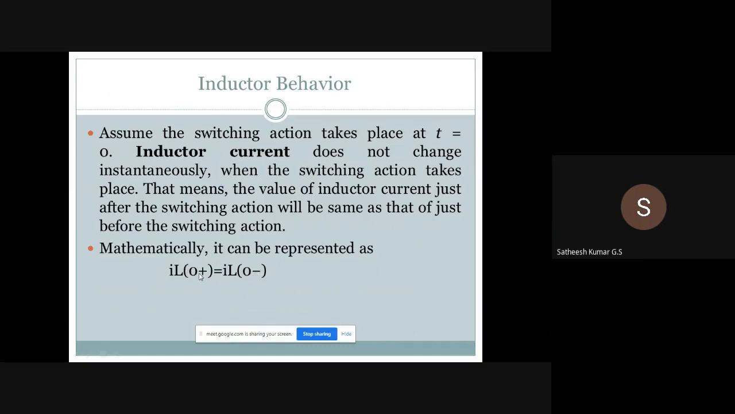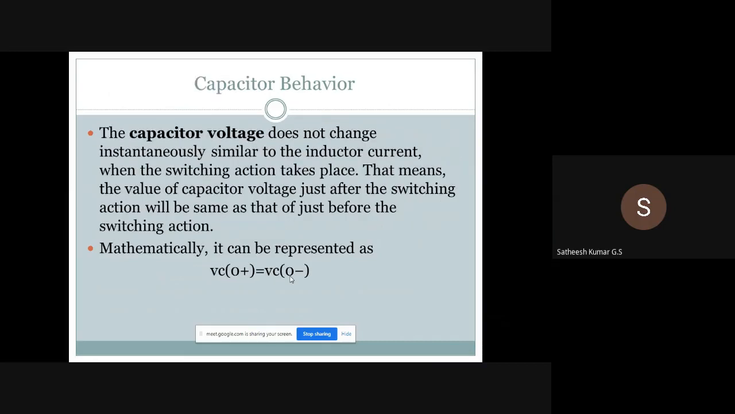So it is written as IL(0+) equals IL(0-). Both are the same. So what it means is that after switching, whether the switch is opened or closed, there is no change in the current in the inductor. It is constant. In the same way, the capacitor voltage does not change instantaneously, similar to the inductor current. So in an inductor the current will not change instantaneously, and for a capacitor the voltage will not change instantaneously. So after opening the switch or before closing the switch, in both conditions the voltage in the capacitor will be the same. That is the condition of the capacitor. So at the sudden change at t equal to 0, the voltage in the capacitor will have the same value.